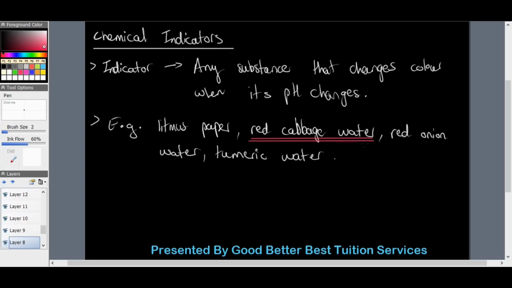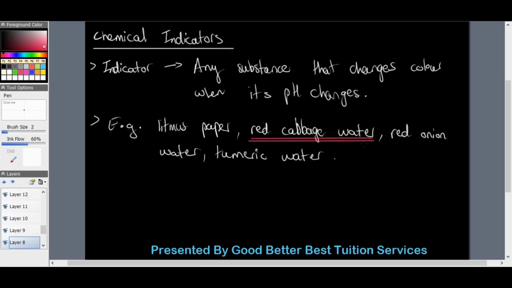Some chemical indicators are made by chemists, but we can make others, which I mentioned: the red cabbage water, red onion water, or turmeric water. But most of these chemical indicators are not very precise, and only show us whether a substance is an acid, base, or neutral. So we can determine which of those three it is by the color change of the indicator.